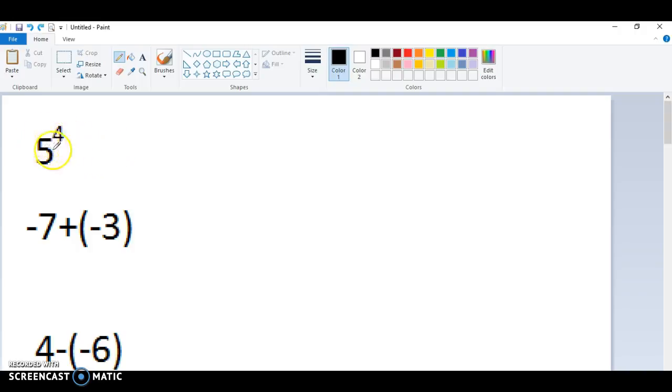We have a base 5 here with a little 4. That means that we have a 5 multiplied 4 times. Like that. And then we can just get a calculator out. 5 times 5 is 25, times 5 is 125, times 5 is 625. And that would be our answer.